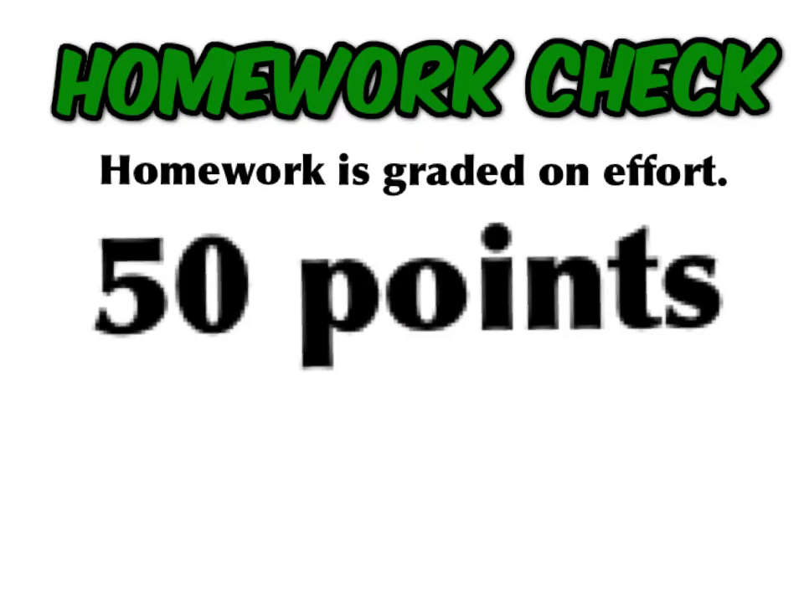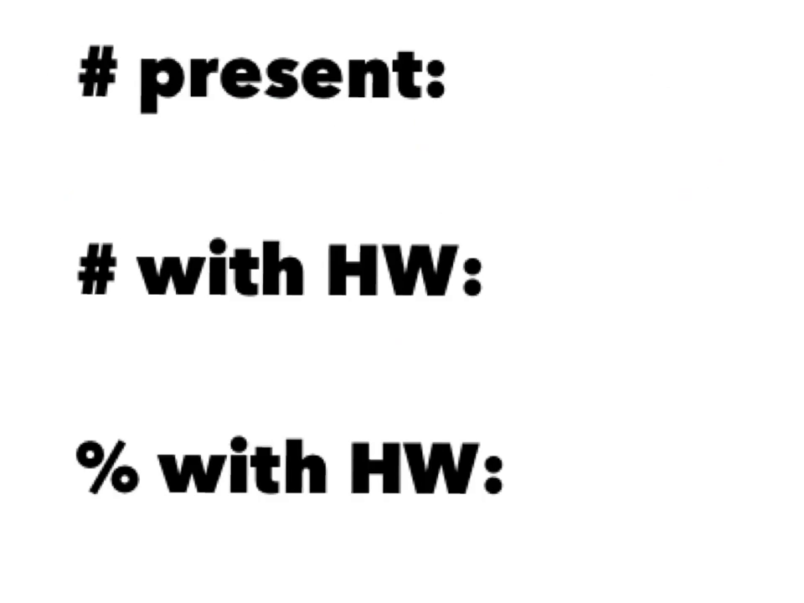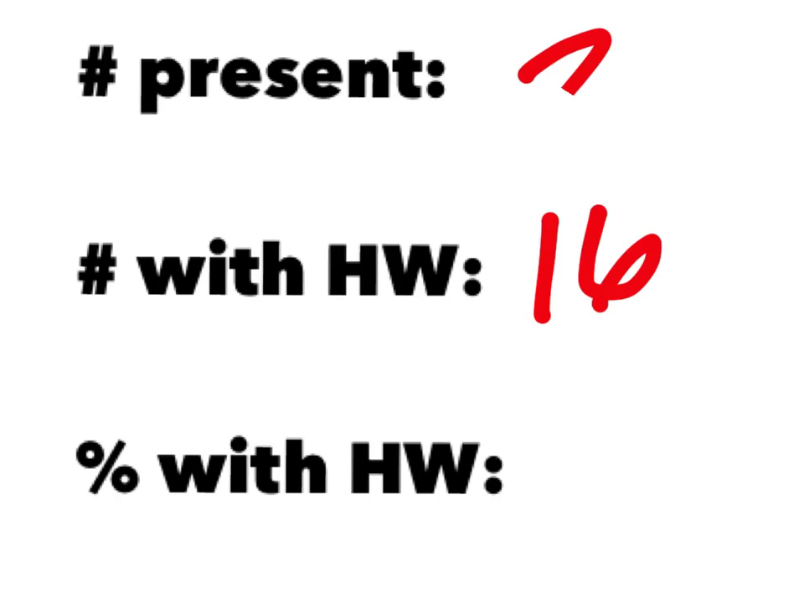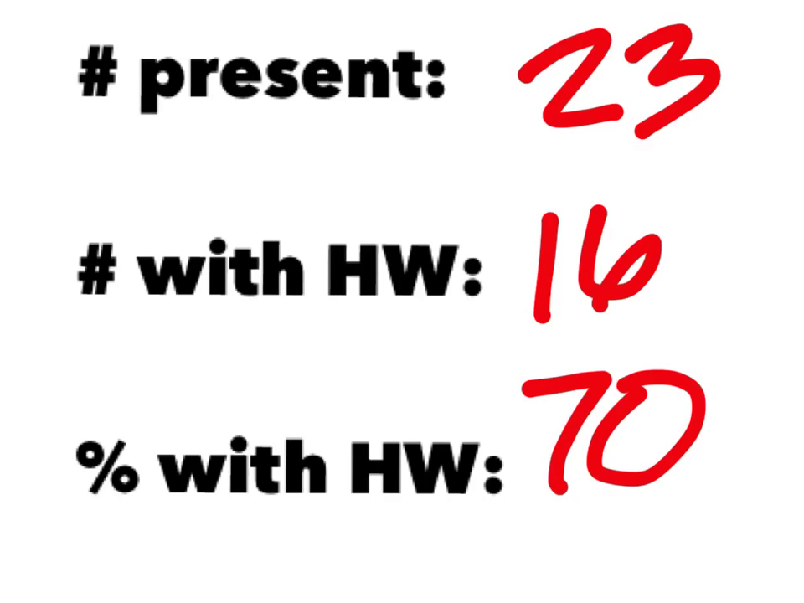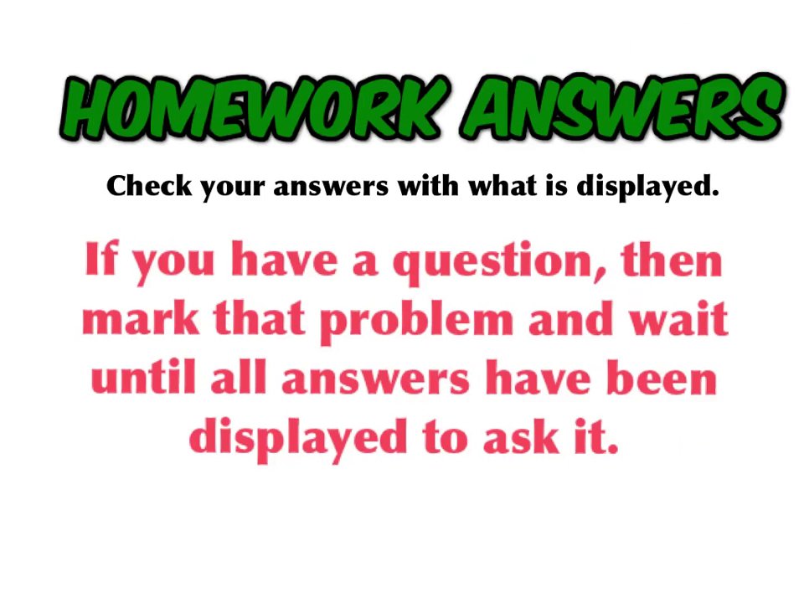For the homework check, you really only need work shown for 4 of them because 2 were identical. 16 out of 23 turns out to be 70%. Here are the answers, and we'll review as we go through them.